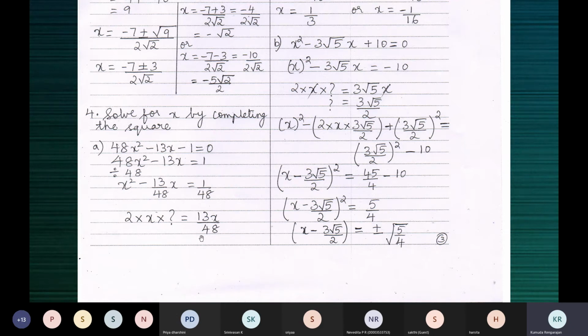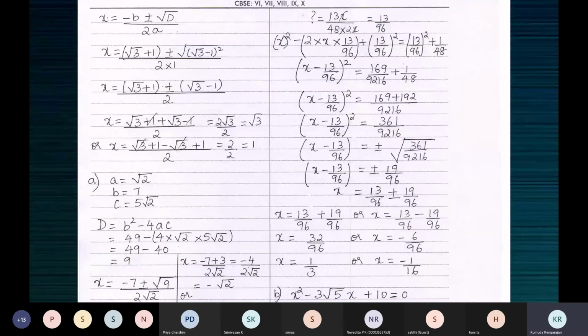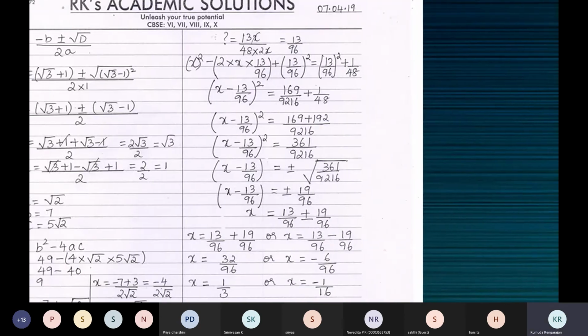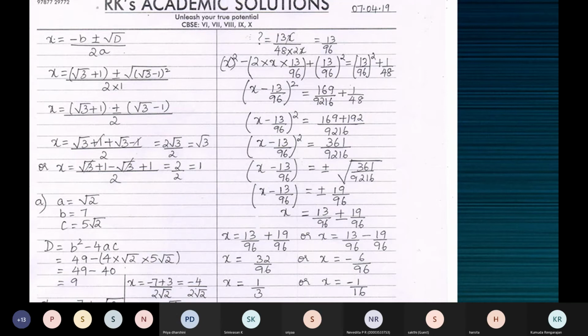This 2 will come for division here. So that q term which we want is 13 by 96. You are not going to add q to both the sides. You're going to add q square to both the sides, because we want p square minus 2pq plus q square. So we add 13 by 96, the whole square to both the sides. You can just work out the q term in your rough column.